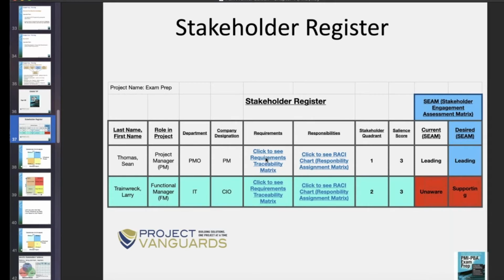Requirements, and then I don't put any there. Why not? Because that's in your requirements traceability matrix. Responsibilities, why didn't I put that there? Because that's in your RACI chart, which we'll talk about later, a type of responsibility assignment matrix. See, people will look at the wrong tool for a certain type of information. So anticipating that, I give them a quick hyperlink.